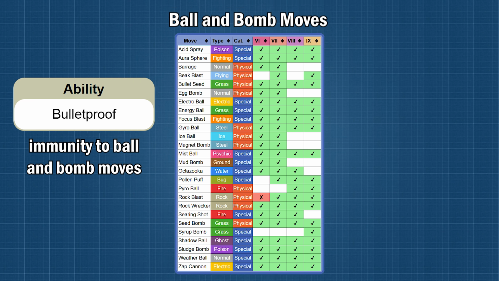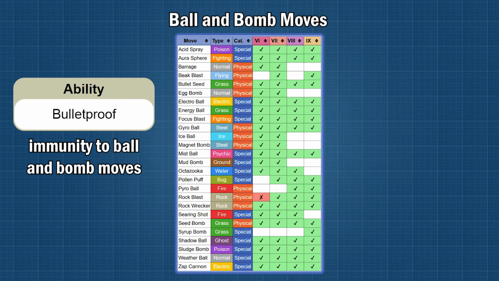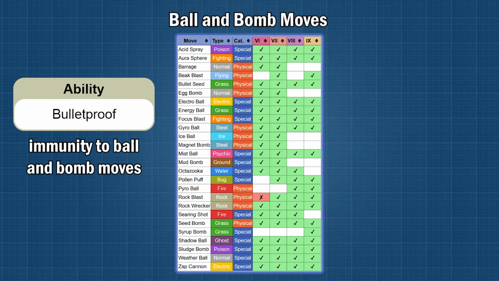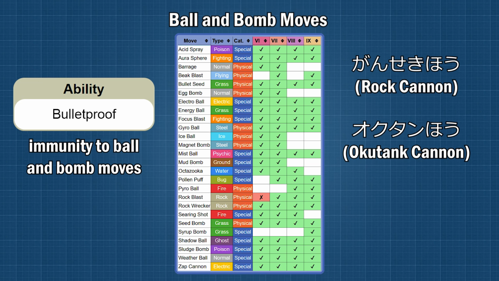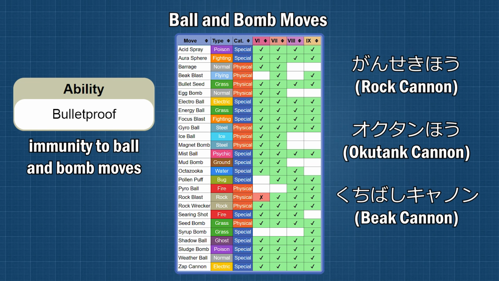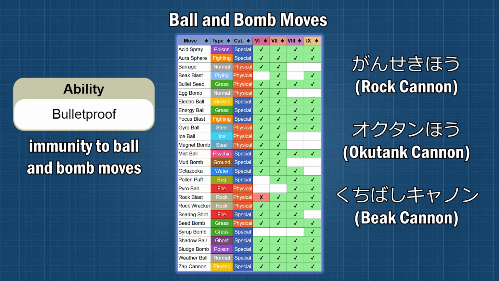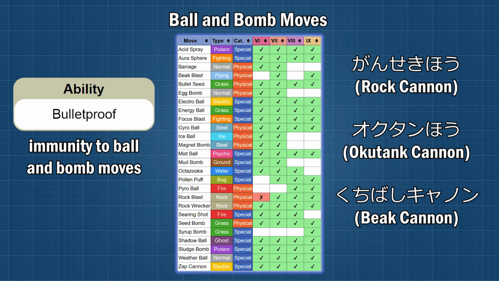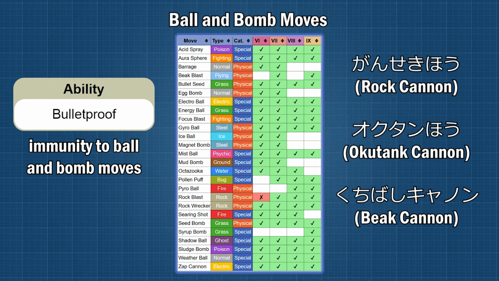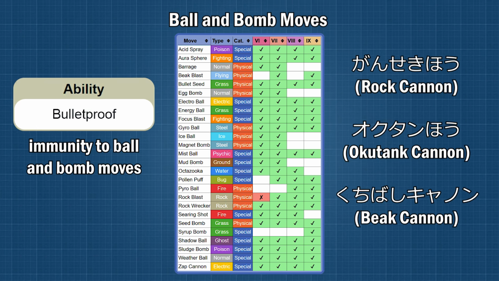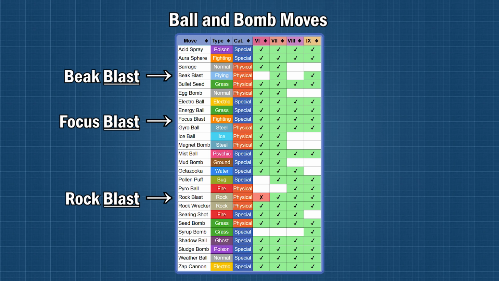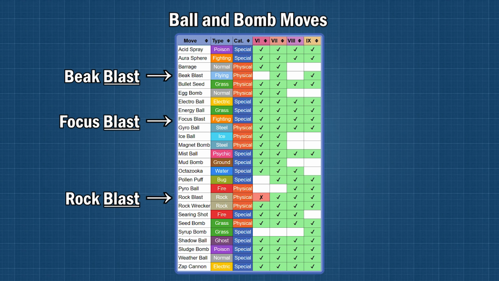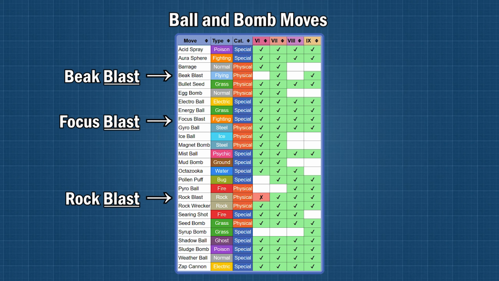I did find a somewhat common pattern in the Japanese names for the moves, which was the word cannon. Rock Wrecker, Octazooka, and Beak Blast all have cannon in their Japanese names, but that wouldn't explain why moves like Flash Cannon, Armor Cannon, and Hydro Cannon aren't affected by this ability. In English, Blast tends to be another word used for this category of move, but overall it's not super clear what counts as a ball or bomb move.